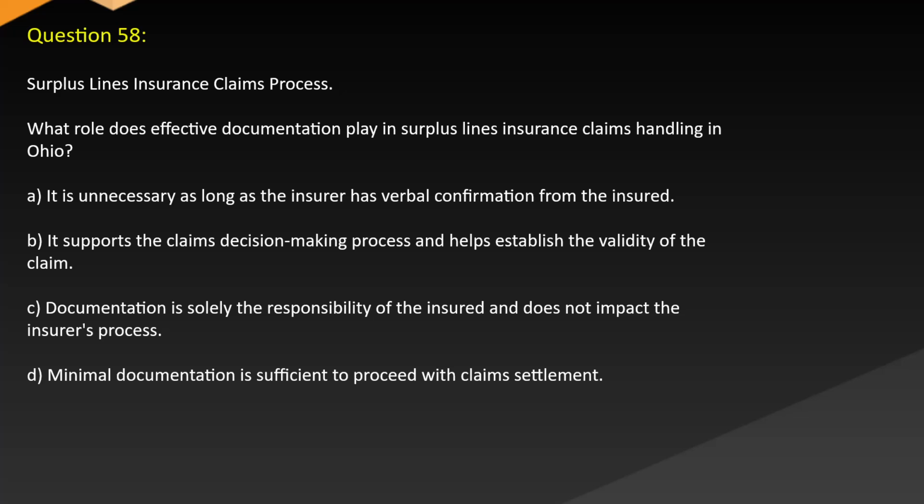What role does effective documentation play in surplus lines insurance claims handling in Ohio? A. It is unnecessary as long as the insurer has verbal confirmation from the insured. B. It supports the claims decision-making process and helps establish the validity of the claim. C. Documentation is solely the responsibility of the insured and does not impact the insurer's process. D. Minimal documentation is sufficient to proceed with claims settlement.